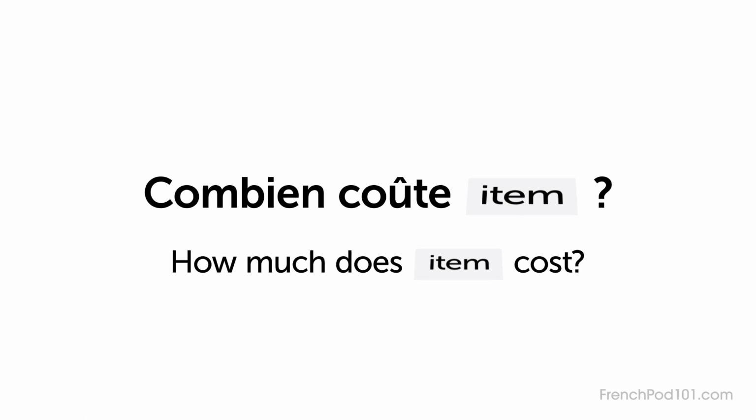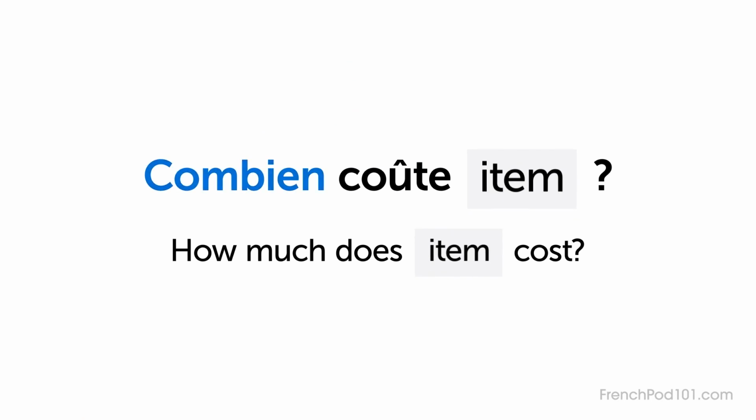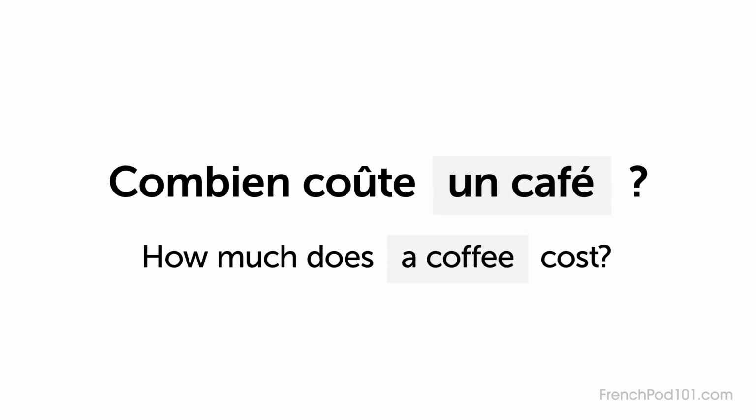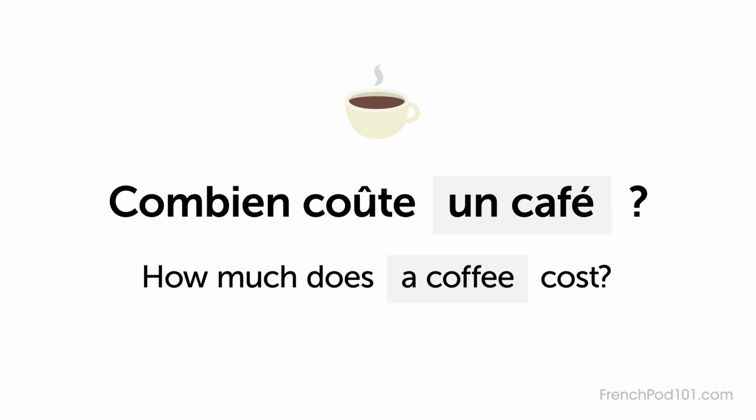The pattern is Combien coûte? Item. how much does item cost? To use this pattern, simply replace the item placeholder with the thing you'd like to know the price of. Note, when naming specific items, you'll need to use the correct corresponding article. For example, imagine you're at a cafe and you'd like to know the price of a coffee.